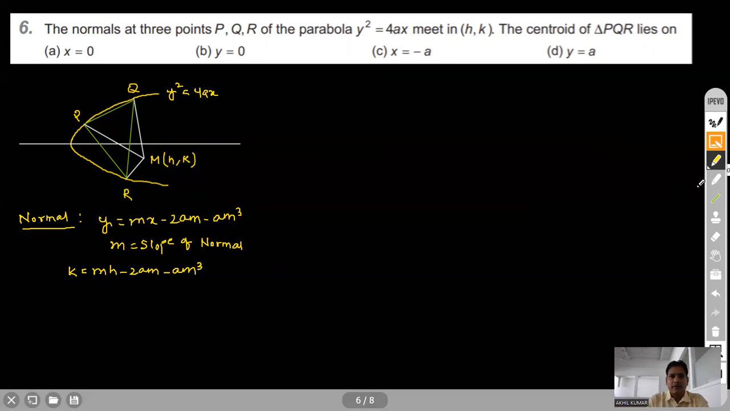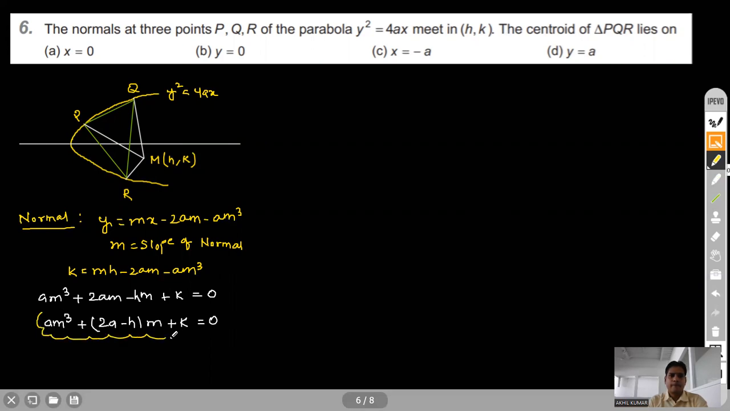Now I will rearrange this equation. I have just shifted the right hand side terms to the left hand side. So am cube plus 2am minus hm plus k is equal to 0. Now basically this is a cubic in m. Let me rearrange it: am cube plus (2a minus h) into m plus k. This is a cubic in m, so it will have three roots. I am assuming them as m1, m2, and m3.